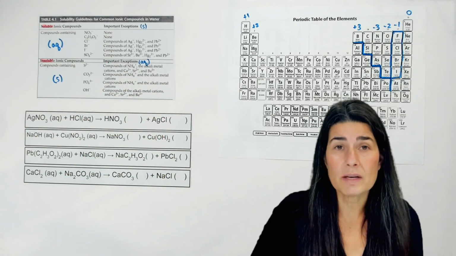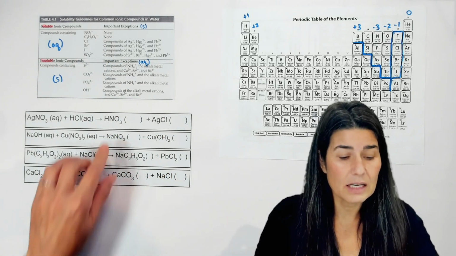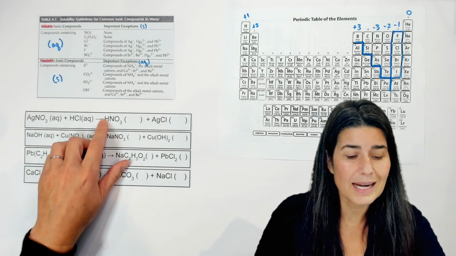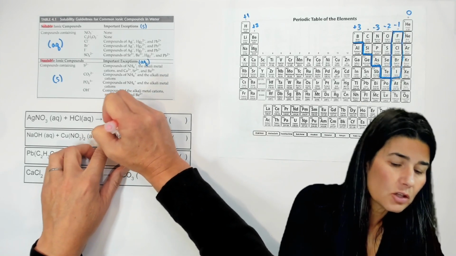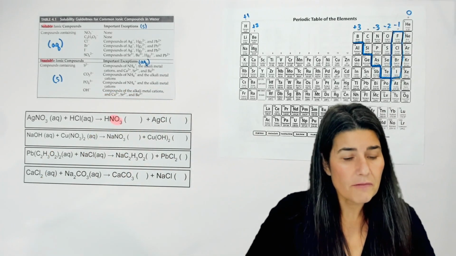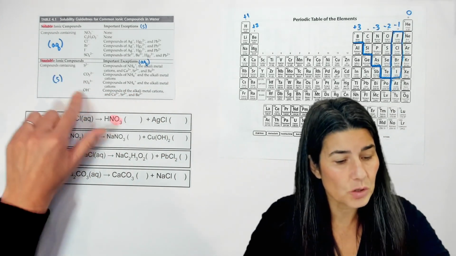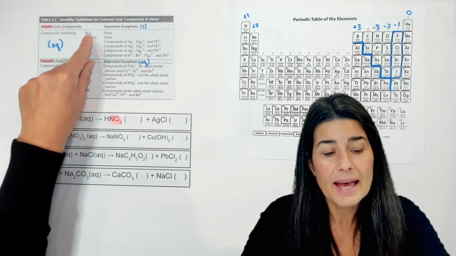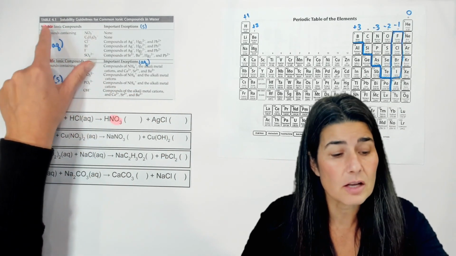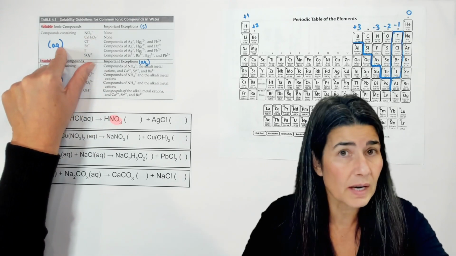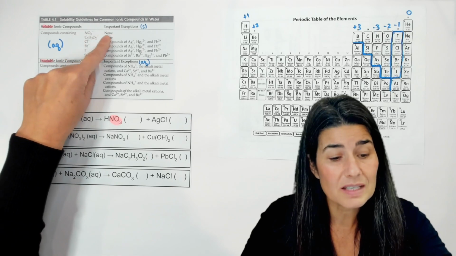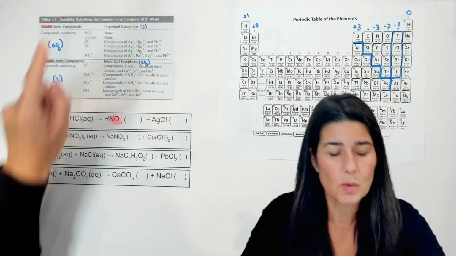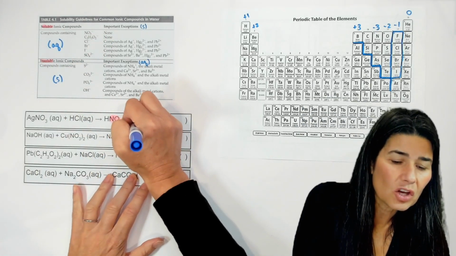So for each one of these, I'm going to look at the negative ion. So I have H, and then I have the second part. The second part here is nitrate. If I go find my nitrates, NO3 minus, NO3 minus is in the soluble aqueous section. I'm going to write AQ unless I have an exception. Exceptions? No exceptions. So I write AQ.